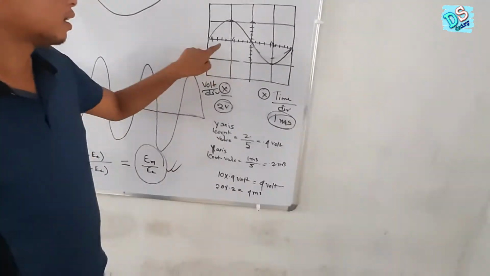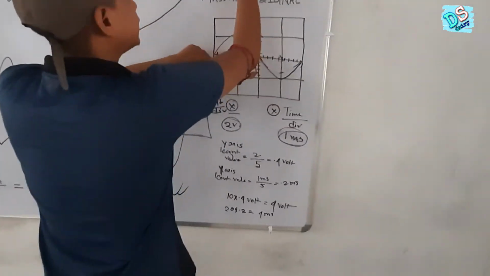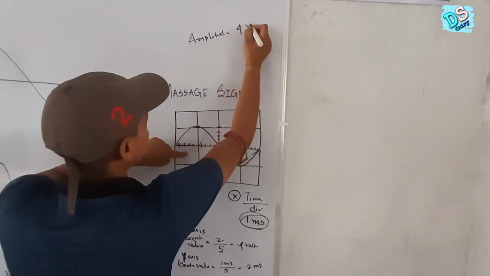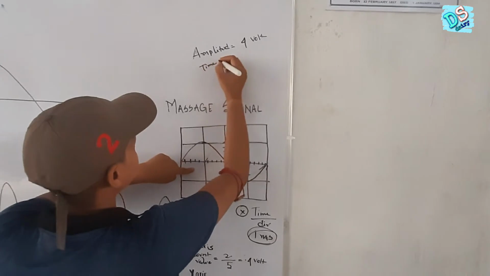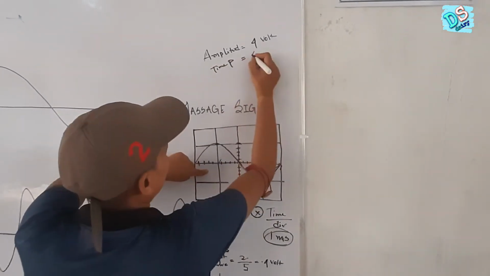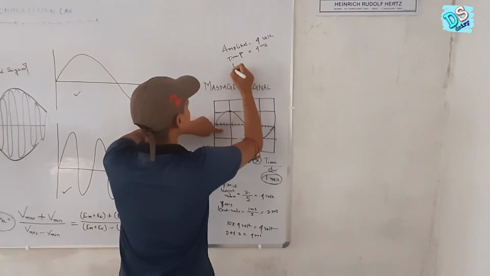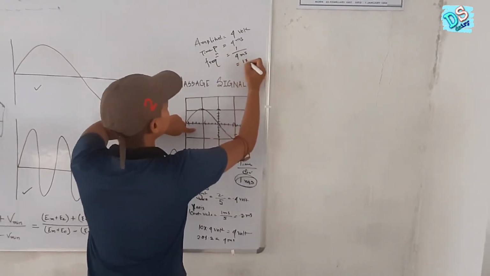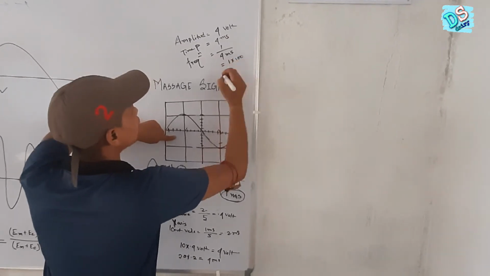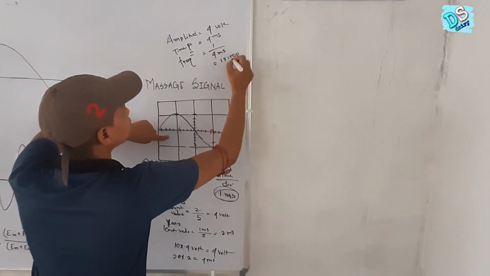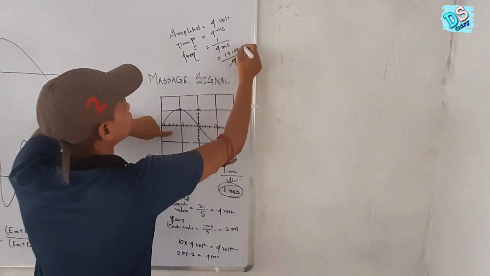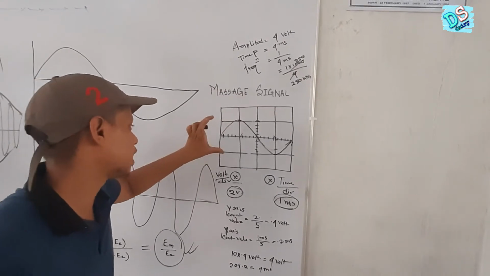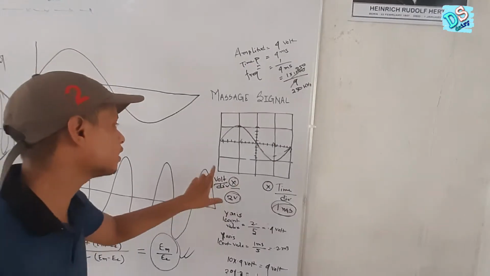Now this signal's amplitude will be 4 volt, the time period will be 4 millisecond, and the frequency will be 1 by 4 ms, which equals 1000 by 4. In that way, we can easily measure a signal represented in our CRO.